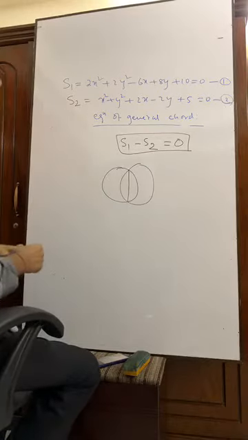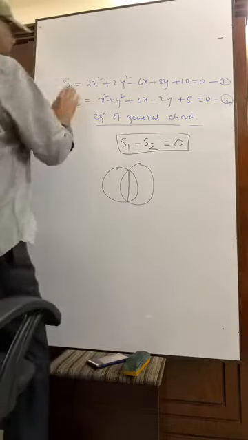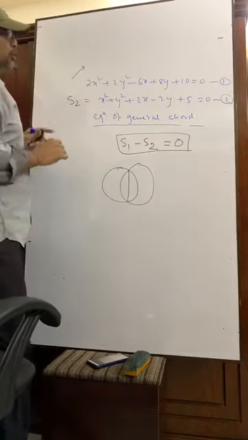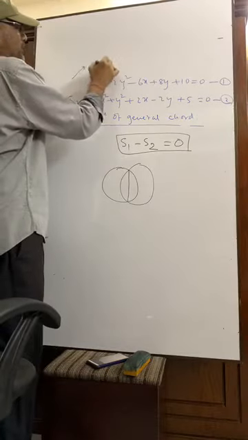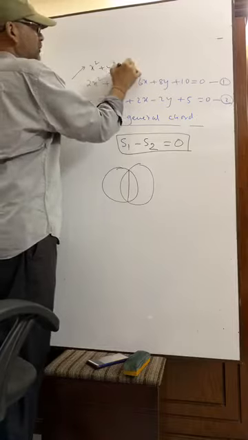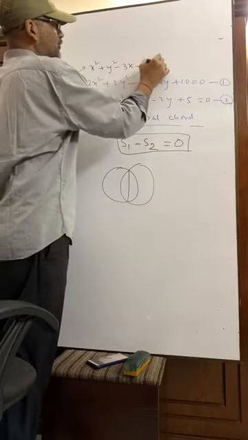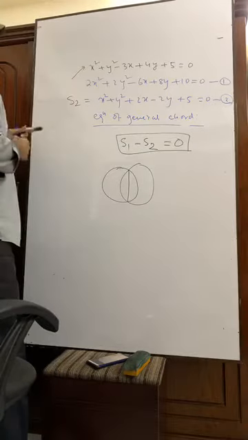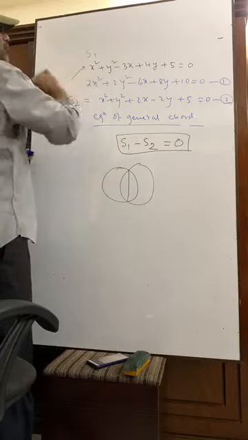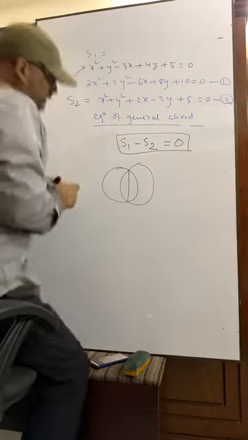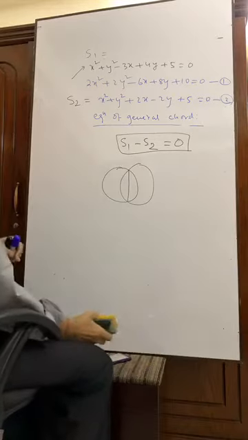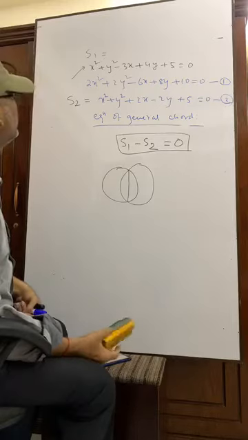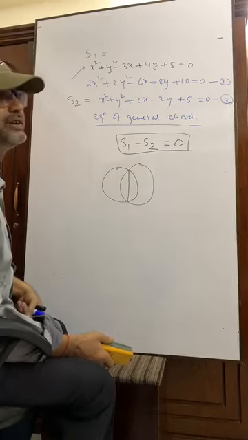So your first duty is to divide it by 2. That means it is x square, y square, minus 3x, plus 4y, plus 5 equals to 0. Now we can write it is your S1. You understand? So what will you do if there is a coefficient of x square or y square other than 1? Then it is to be divided to make the coefficients 1.